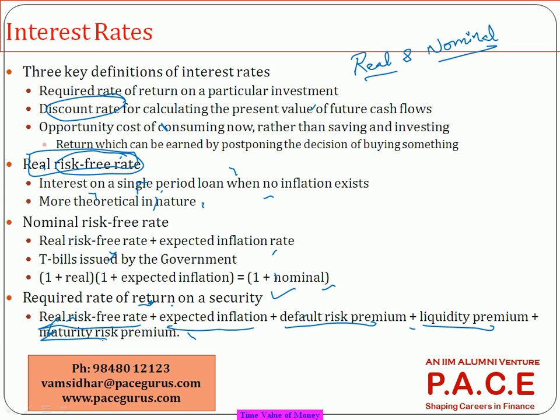In the long term, what will happen? The maturity risk premium applies even though it's a government security. The longer you are parking your money, there could be a liquidity premium as well. In liquidity, it even comes down to whether you can sell off your investment to someone else.